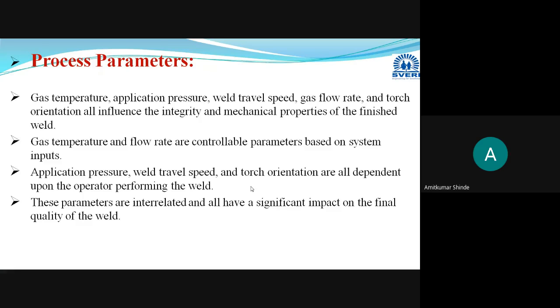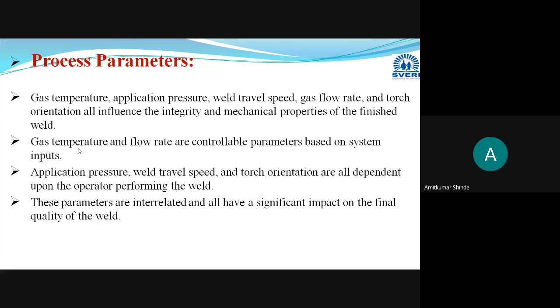To control these, you have to provide proper training to that particular welder or welding inspector. Now here you have to take care that whichever gas temperature you are providing, it should be sufficient.